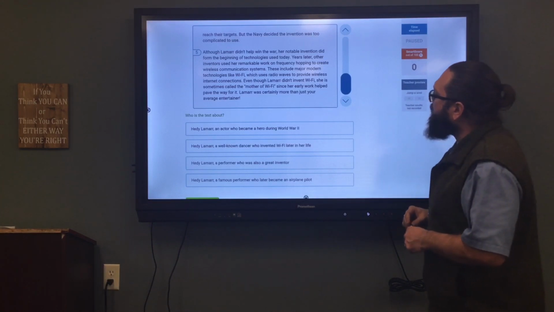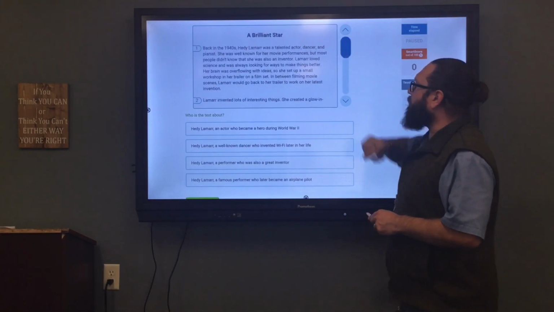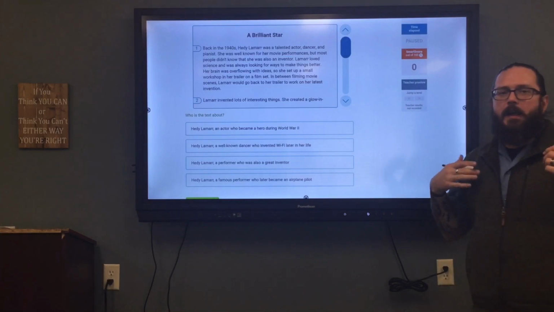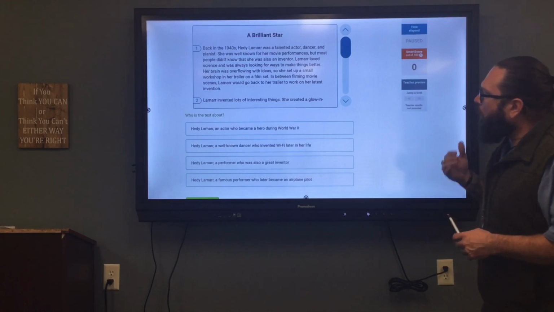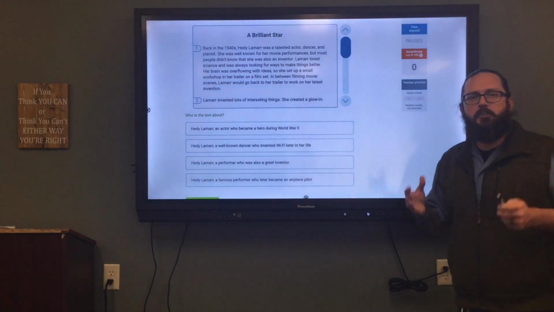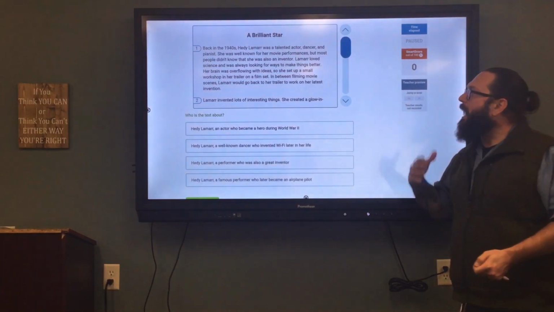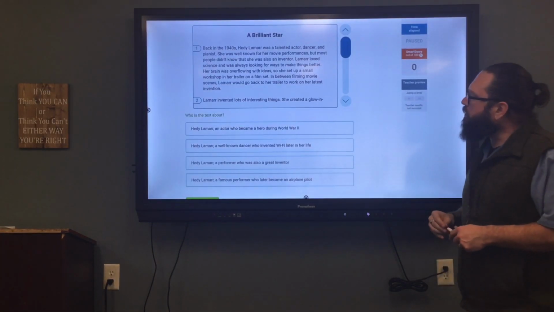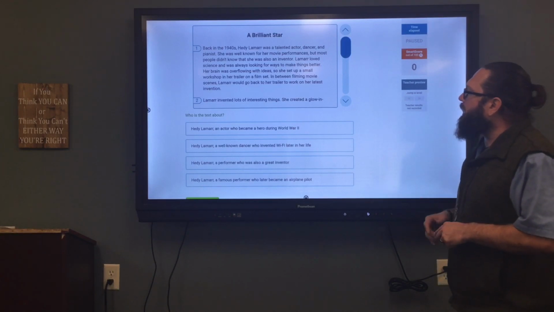Now, we are asked to determine who this text is about. Well, we know the text is about Hedy Lamarr, but we have 4 options that we need to decide between to determine which one best represents how the author is presenting Hedy Lamarr.